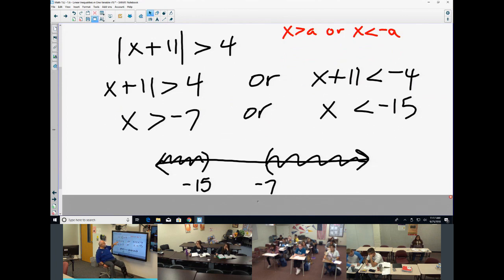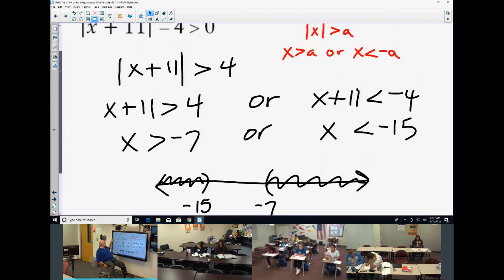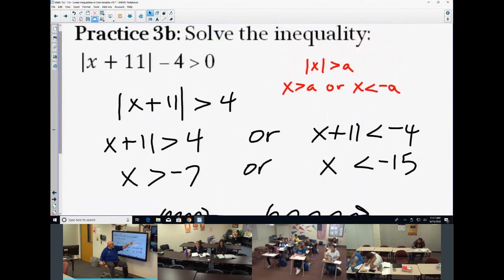See, once we set it up, it didn't switch. What switches is when you go from an absolute value inequality to the compound inequality. So it's not really switching. I mean, this part, I guess, but that's just the setup.